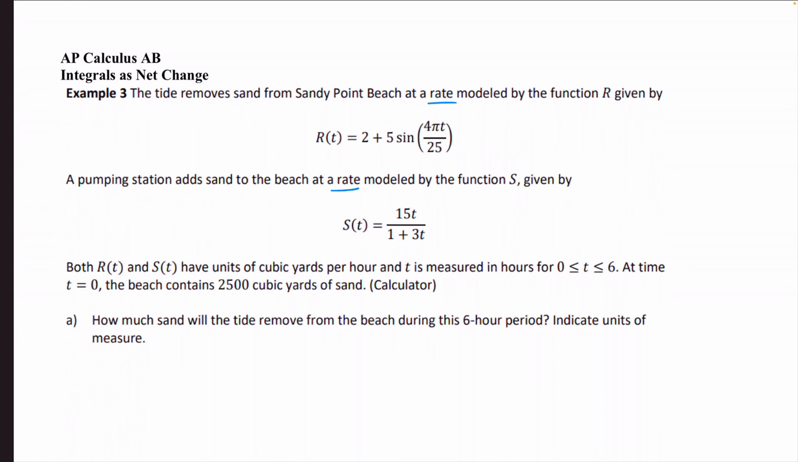Well, a pumping station, this beach knows it. Sandy Point Beach knows this is happening. So they want to add more sand onto the beach so there's places to sit and to lay. It's probably a tourist spot, okay? So both R and S have units of cubic yards, and t is measured from 0 to 6. At time 0, the beach contains 2,500 cubic yards, and it's a calculator question.